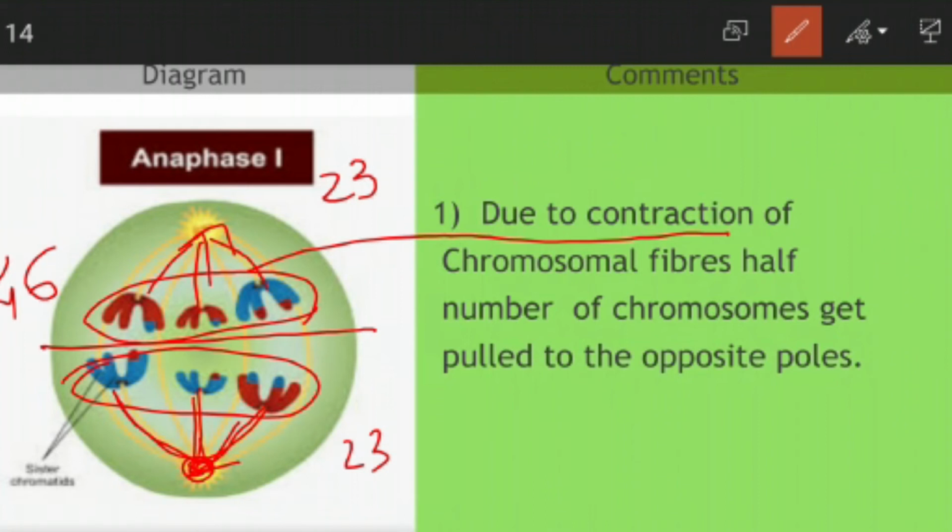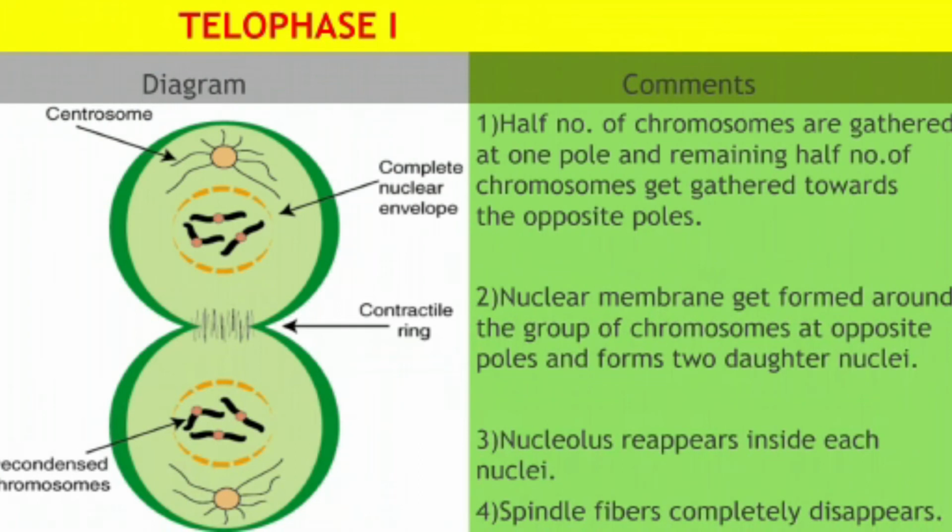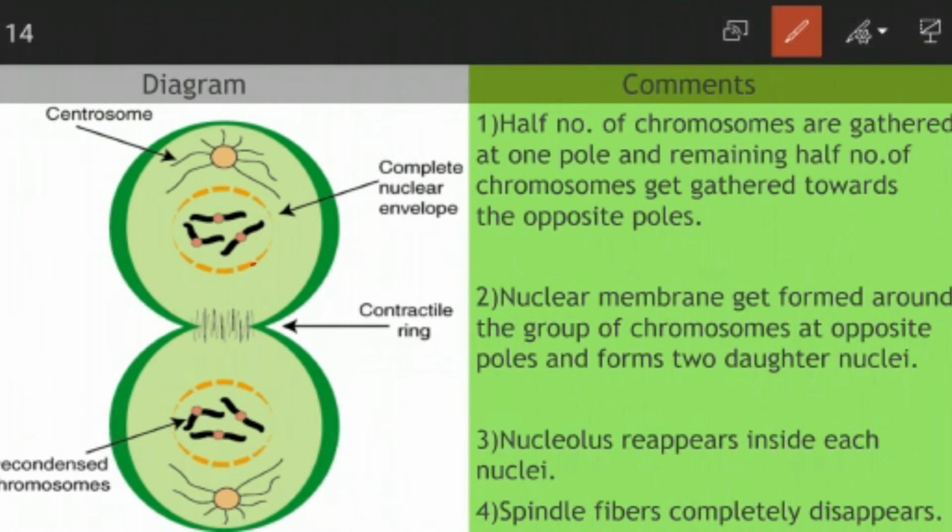What happens in anaphase? In anaphase, if total 46 chromosomes are there, half number of chromosomes get pulled because of contraction of chromosomal fiber, half number of chromosomes get pulled towards one pole and remaining half number get pulled towards another pole. This is only happening in anaphase. Coming to telophase. Now what happens in telophase? As we have already studied in anaphase, half number of chromosomes gathered towards one pole, half number getting shifted towards the another pole. What happens in this phase?